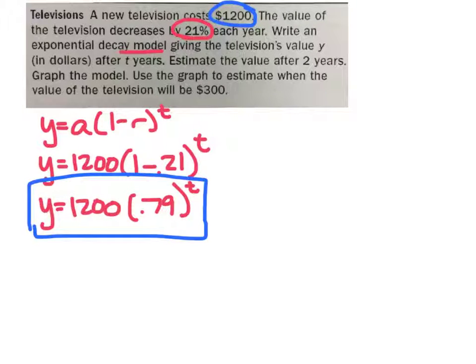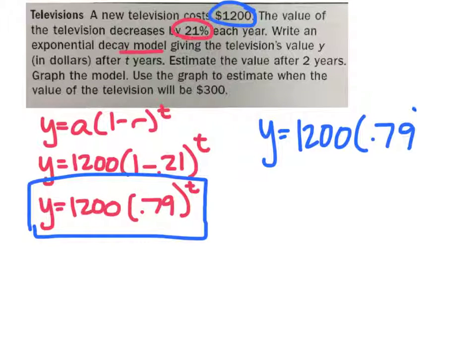Next, it asks us to estimate the value after 2 years. If I have this model, all I have to do is plug in a 2 for t. So y equals 1,200 times 0.79 squared. Reminder to do 0.79 squared before multiplying by 1,200. So after 2 years, we can say that this TV is going to be worth about $748.92.